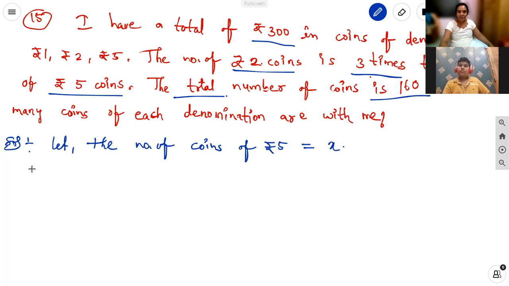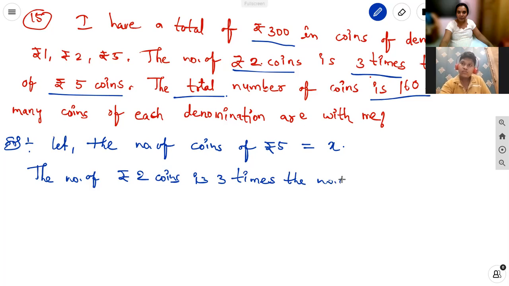Next, what is the relation? The number of 2 rupee coins is 3 times the number of 5 rupee coins, that is equal to 3 times of x. So the number of 2 rupee coins equals 3x. The number of 5 rupee coins equals x.